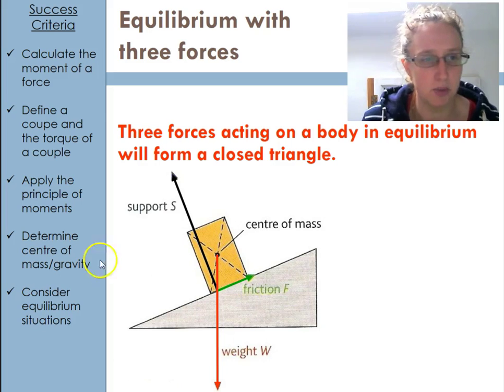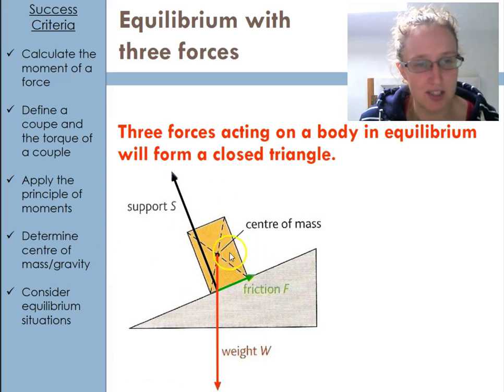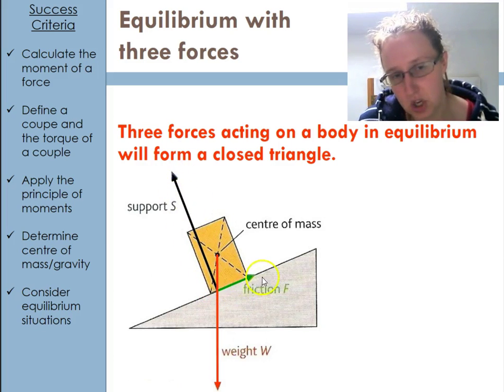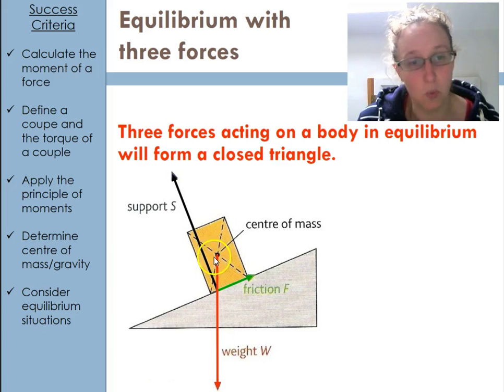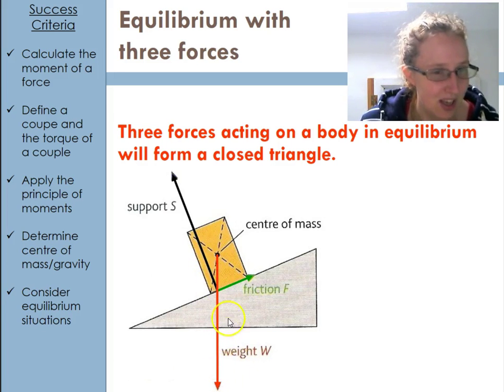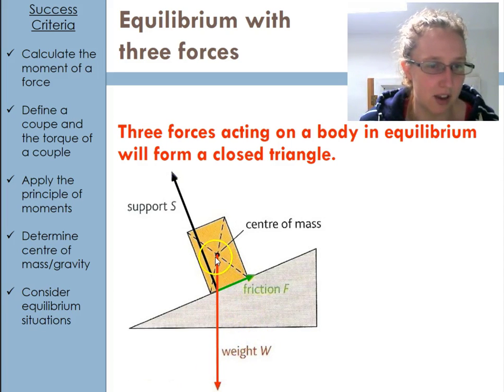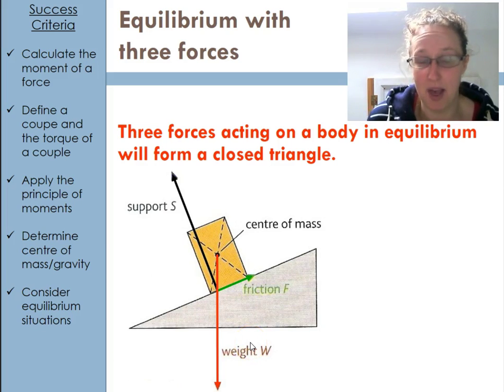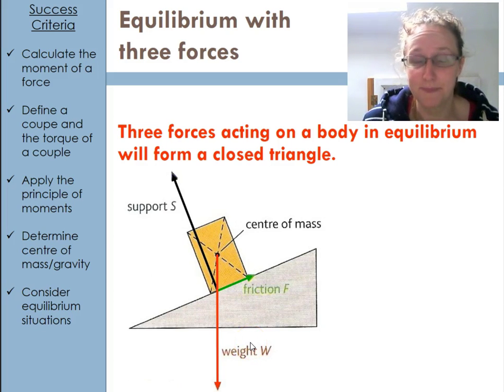So if we think about this object here, I've got an object sitting on a slope, so there is the normal supporting force from the ground, there's the friction that's acting this way, and there's the weight that's acting straight down. Now what I could do is split the weight into its 2 components, so that it's got a component that's parallel to the support and a component that's parallel to the friction, and I could figure out that way if it was balanced.